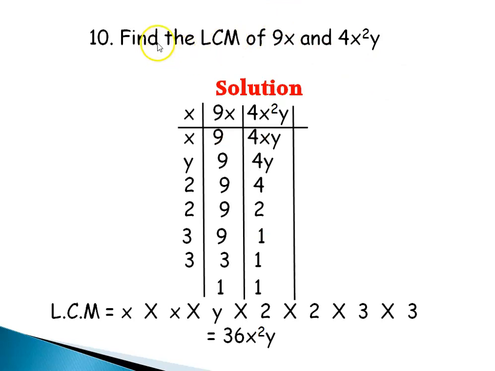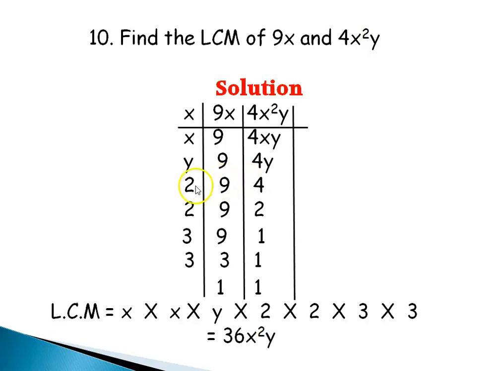Question 10 says find the LCM of 9x and 4x squared y. Okay, we want to use the tabular method to find our LCM. To start with x, I'm going to divide by x. 9x divided by x is 9. 4x squared y divided by x is 4xy. Since it's LCM, I'm still going to divide by x again. 9 divided by x, I'll still have my 9. 4xy divided by x will give me 4y. And I can move to y now. 9 divided by y, my 9 remains. 4y divided by y, I'll have 4.